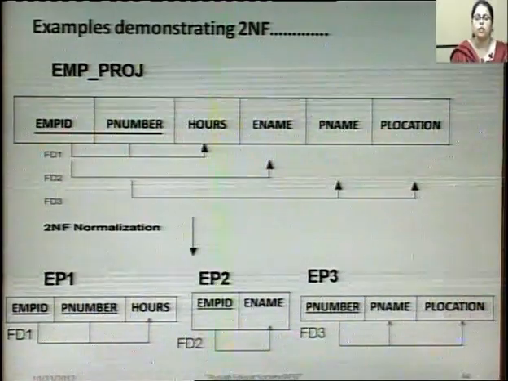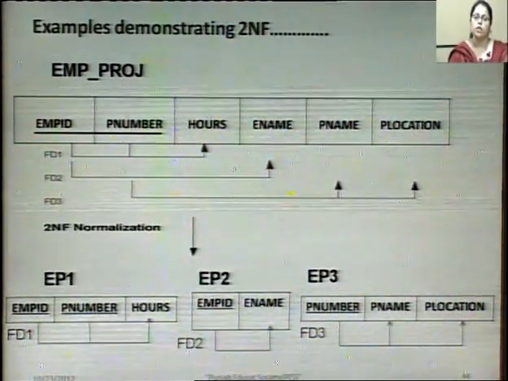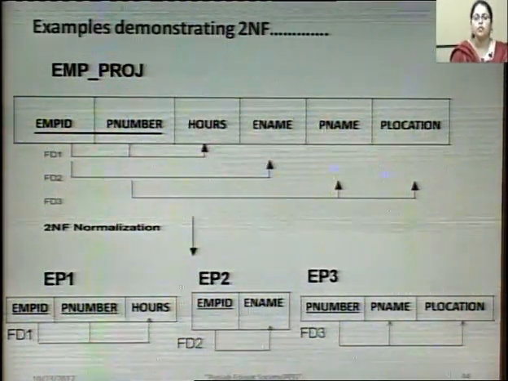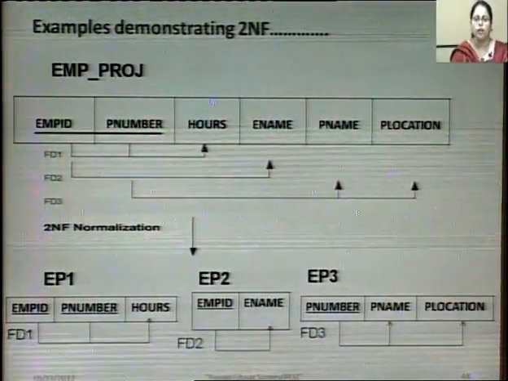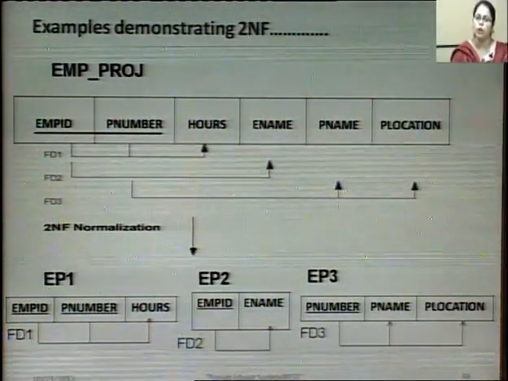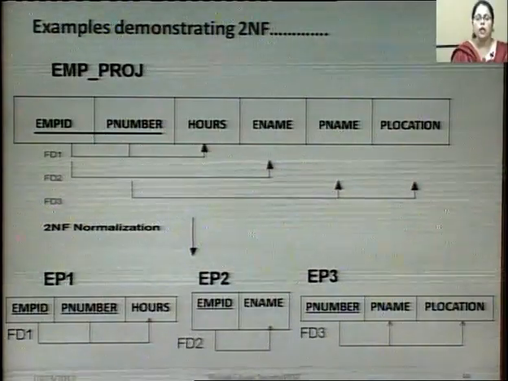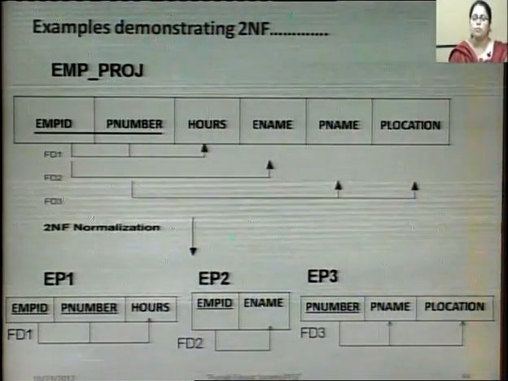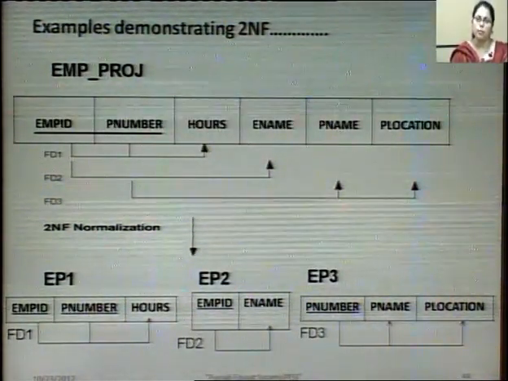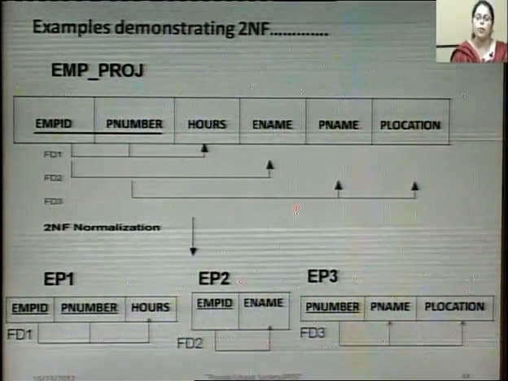The first relation contains employee ID, project number and hours. The second functional dependency holds in the second relation, which contains only employee ID and employee name. The third relation contains project number as the primary key, and project name and project location.